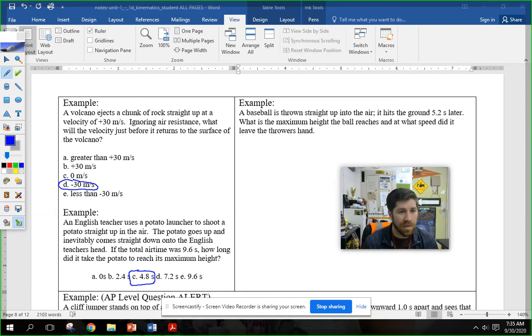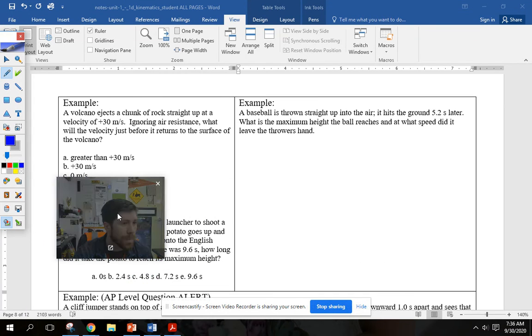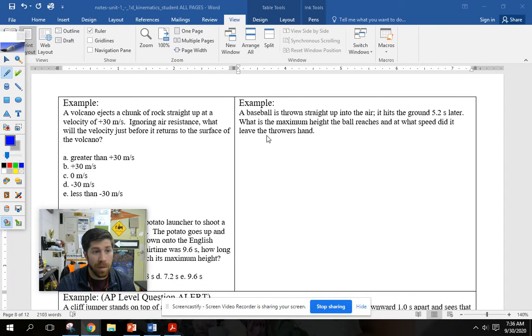The last example here is a baseball player. Let me scooch myself over. We have a baseball being thrown straight up in the air, and it hits the ground 5.2 seconds later. We'll actually go do this lab next week. We're going to go play wiffle ball at the request of some people.